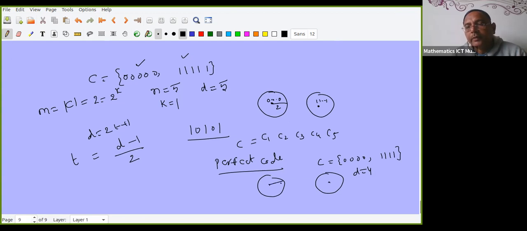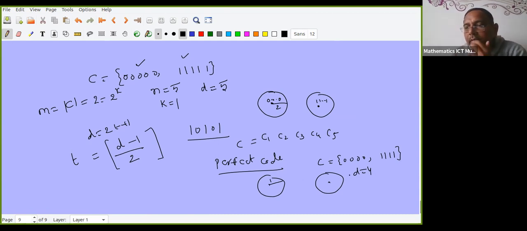But what is the distance now? It is (d minus 1) by 2, right? Greatest integer function. If d is odd, then there is no problem. No need of the greatest integer function. Can you tell me what is the radius I can take? 1 only, right? I cannot take more than 1. So that is the correcting capacity, right? (d minus 1) by 2. Here I can correct only 1. I cannot correct if 2 errors happen, right? That you can see from the perfect code also.